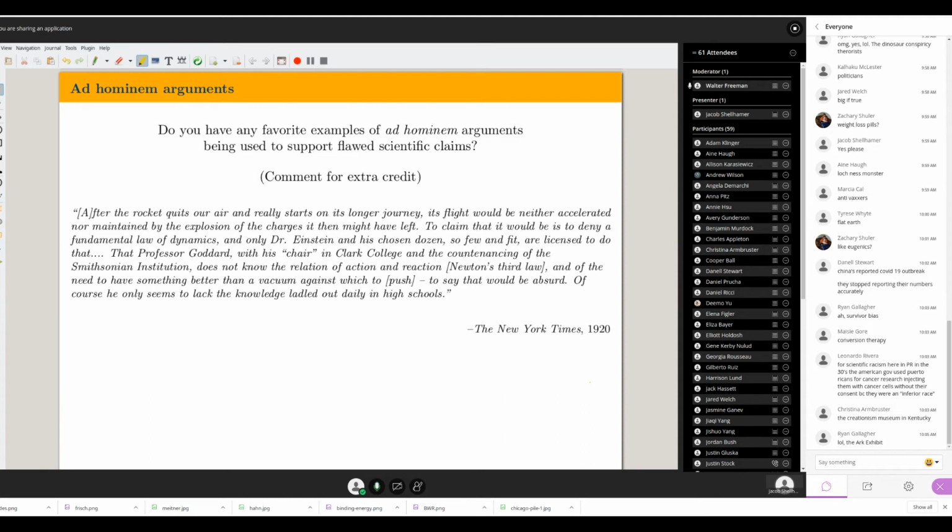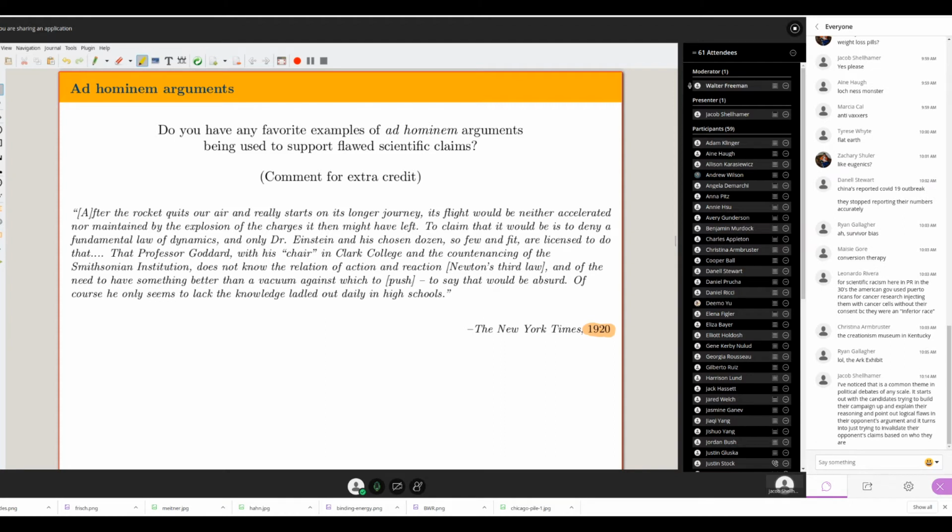So here's some super snarky New York Times author who hasn't stopped to think about how a rocket works, that it's pushing against its own exhaust in 1920. But what they're doing is they're saying, here, Einstein is allowed to violate the laws of physics because Einstein is special. But this dude Goddard, who works for some college that nobody's heard of, he doesn't get to do that.